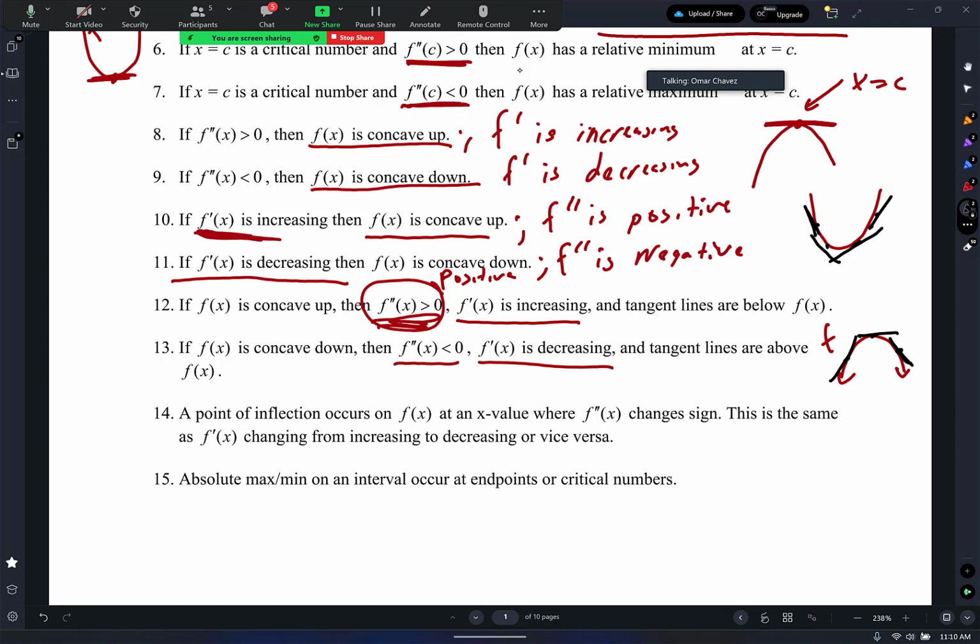And then a point of inflection occurs when the f prime prime changes sign. Yes, because a point of inflection means where you're changing concave up to concave down or concave down to concave up. And this is the same as saying f prime is changing from increasing to decreasing and vice versa. And you could also say, I guess, f prime has a max slash min.